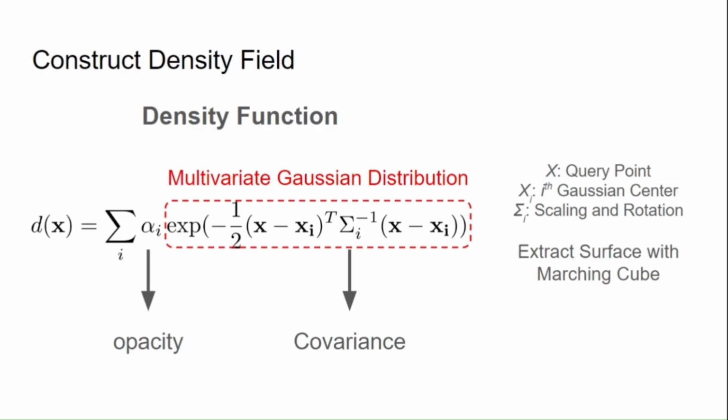So for each sample, we can then calculate the density at that given point using the remaining Gaussians. Given a 3D point x, this density function would provide a density. In the function, alpha is the opacity of the Gaussian, xi is the center, and sigma is the covariance, which dictates the scale and rotation of the Gaussian. With these functions, we can do isosurfacing, and this is done by using marching cubes to extract the mesh from this density field.